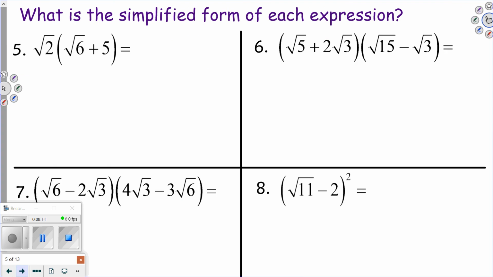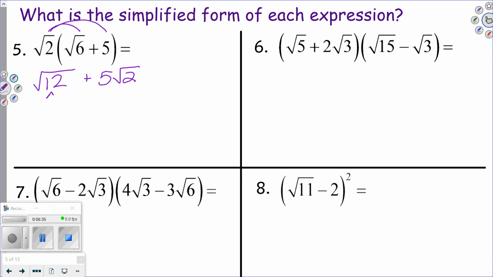All right. So why don't you guys try number 5? Just 5. All right. So when we distribute radical 2 times radical 6, it's radical 12. Radical 2 times 5, 5 radical 2. Again, be careful. A couple people are still multiplying every single time. If one's in, one's out, they don't actually multiply.